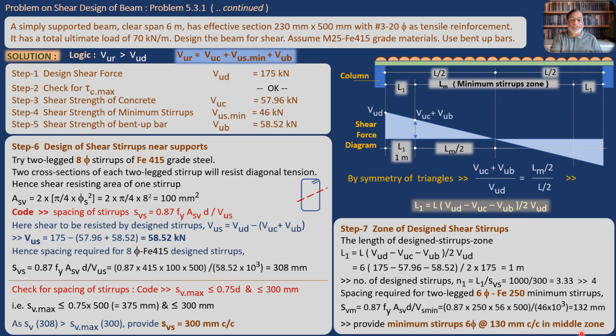Now similar to this, we again have to apply the check for spacing, and the check is that the spacing should not exceed 300 mm. Our spacing is much less than 300 mm. So this check is automatically satisfied and we get this as the spacing for the stirrups in the minimum stirrups zone.